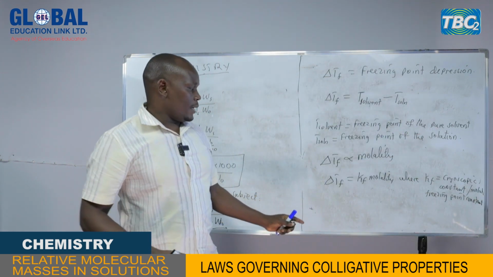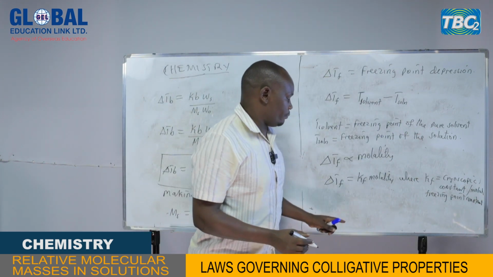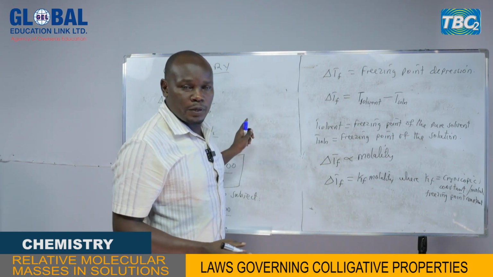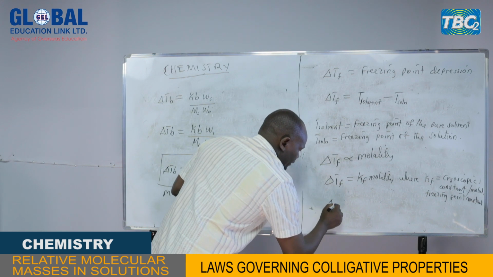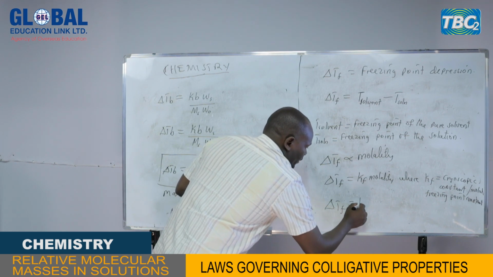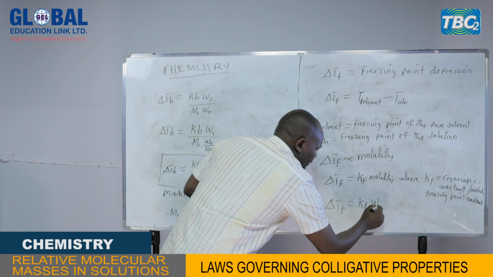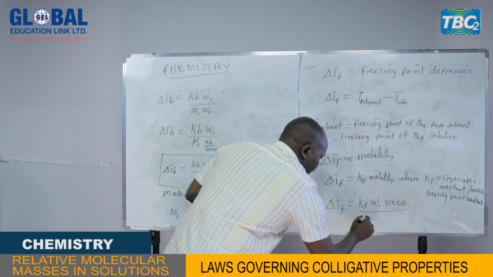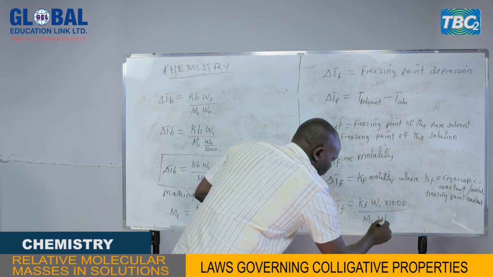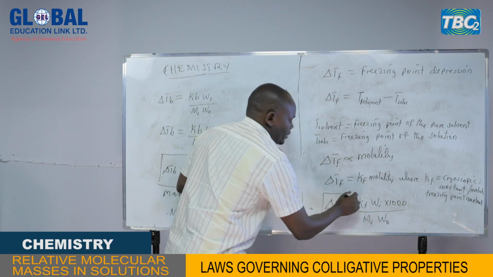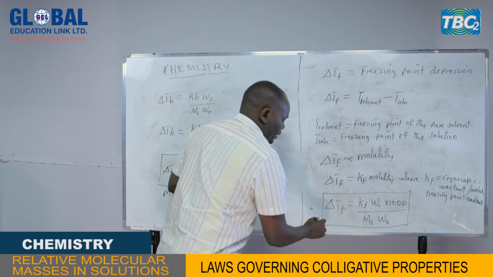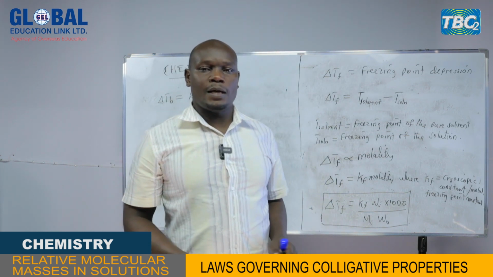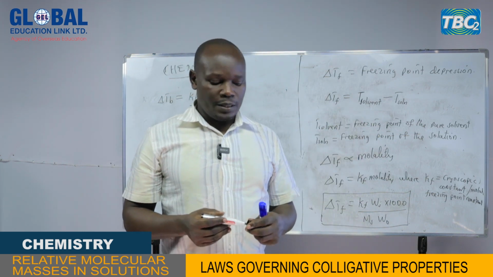So if we now break down the molarities, what we did in boiling point elevation, then the change in Tf will be equal to Kf times Ws times 1000, divided by Ms, then times W naught. So this is now the equation that can be applied in finding out the freezing point of the solution after adding a solute into the solvent.